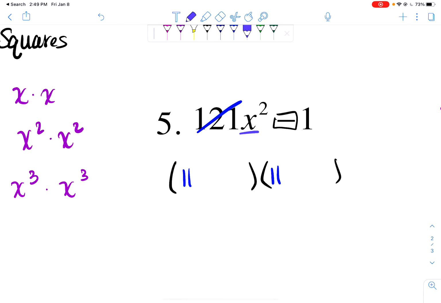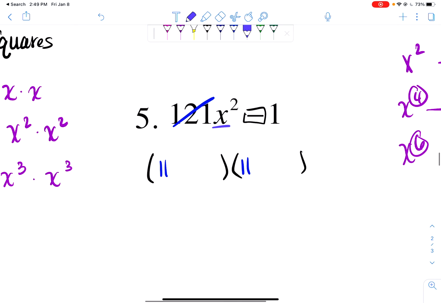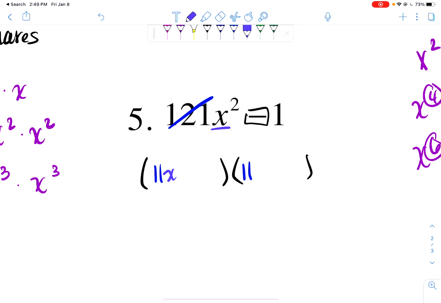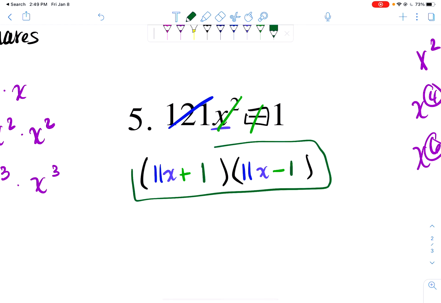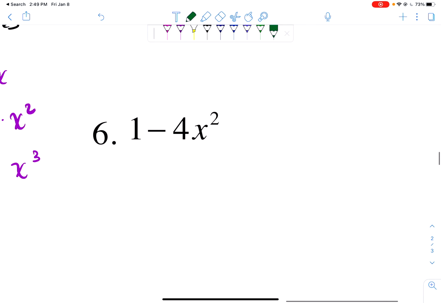Break apart this x squared. We know it's an x and an x. So I have x, x, plus minus, because of that minus. And then what makes 1? 1 and 1. So I get 11x minus 1 times 11x plus 1. Let's go on to our next example.